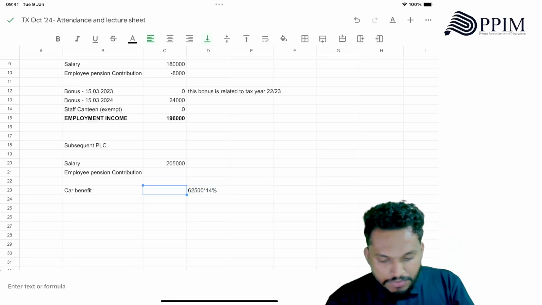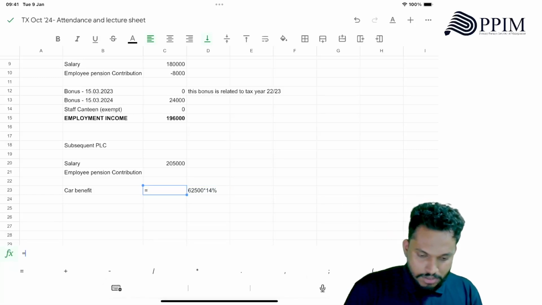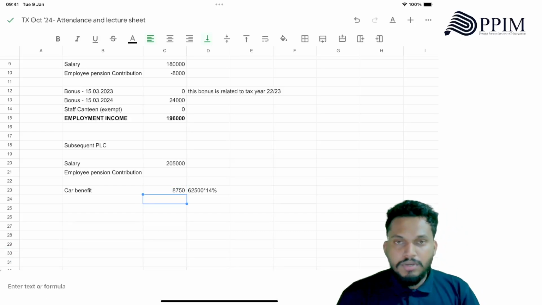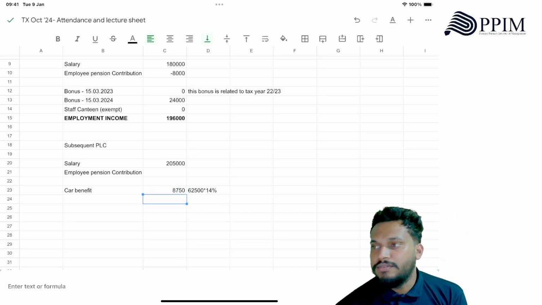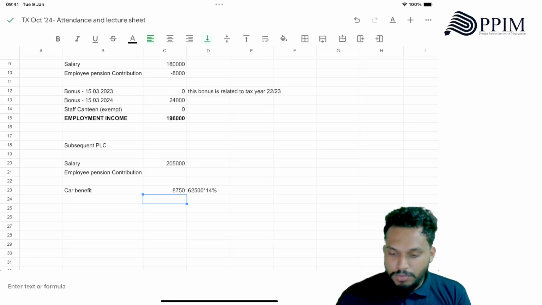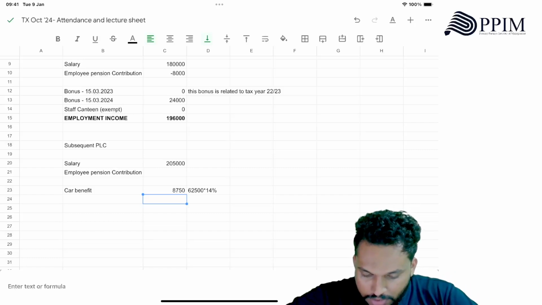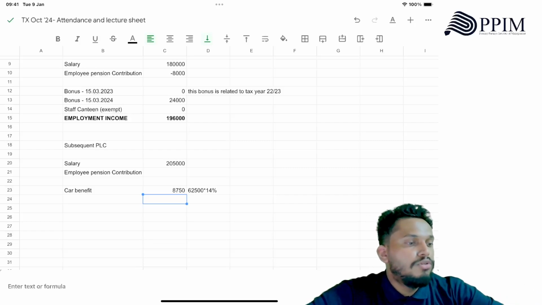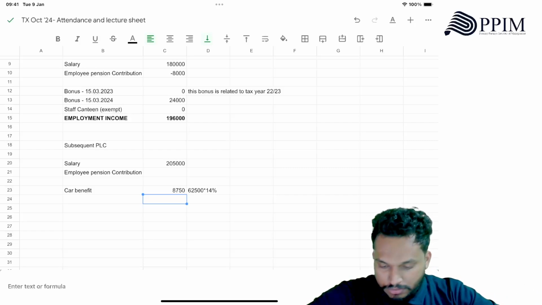So the car benefit that you need to be taxed is going to be 62,500 into 14%. It's going to be 8,750. Going to be how much? 8,750. That is the amount of income that needs to be taxed. Fine.